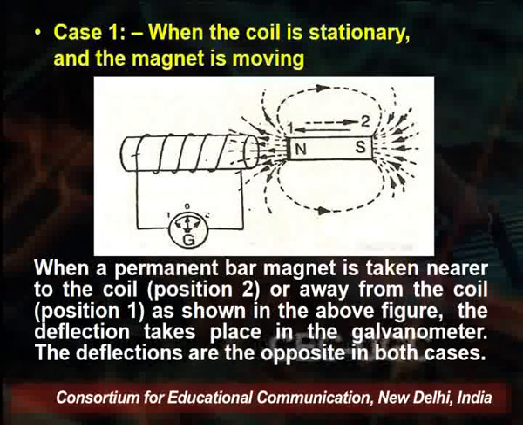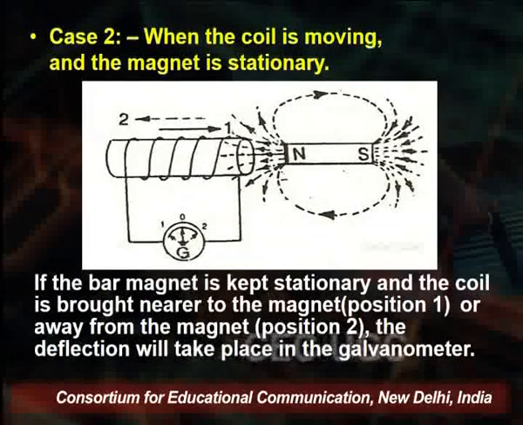As shown in the figure, we can see the deflection takes place in the galvanometer, and this deflection is opposite in both cases. If it is nearer, then it will deflect to the left; if it is away, then it will deflect to the right. So both the deflections are different.